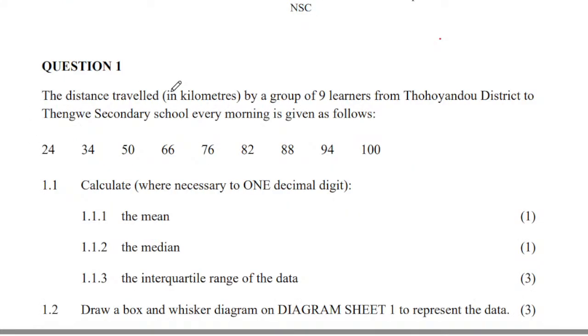Okay, look at question 1, which is talking about the distance traveled in kilometers by a group of how many learners? 9 learners. This kind of question is univariate, because it's just talking about one type of data, which is the kilometers. There's nothing to do with relationship. So the mean, which is x bar, they use the calculator and get that. It's just a 1 mark question.